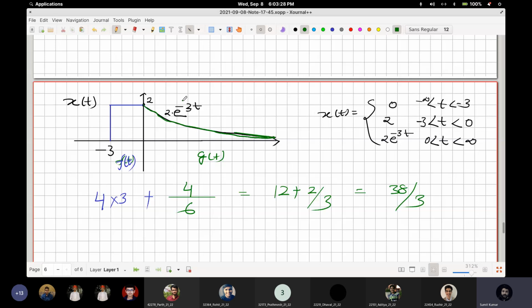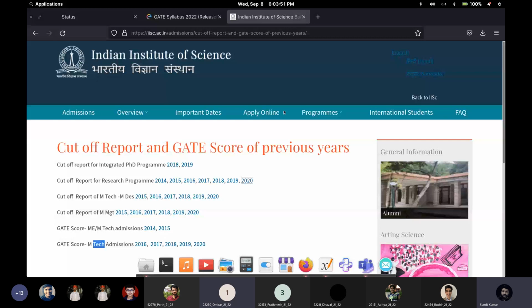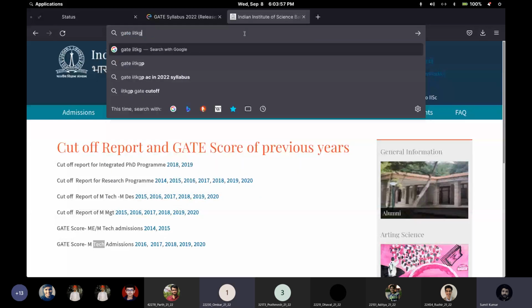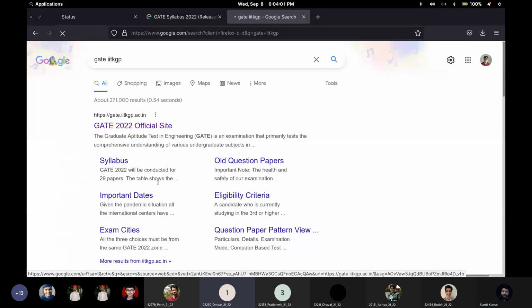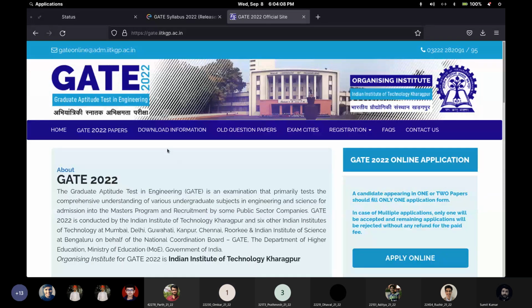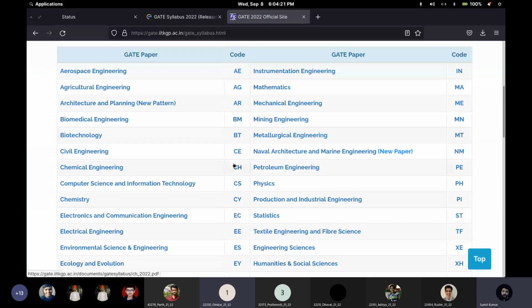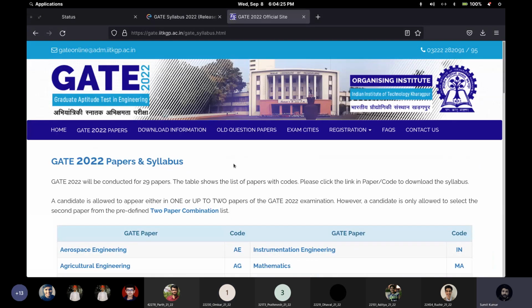Sir, just a doubt about the GATE examination form. The last date is 24th, right? Last date is 24th September, I don't know, I will have to see. You can quickly do the GATE search here. Let me just do that. Let me see, GATE exam, right? IIT KGP is conducting. Where is the information? Yes, sir, you can see it here. Or we will post it in the group only.